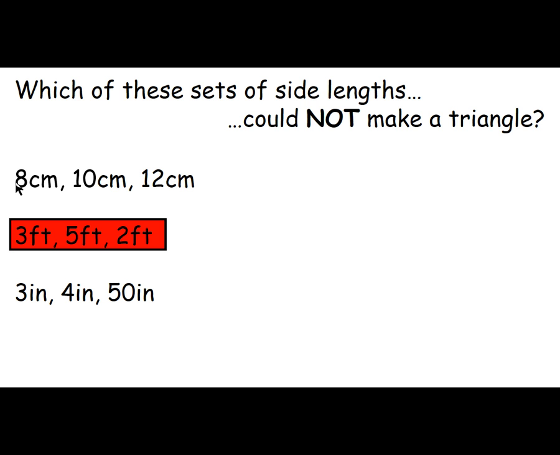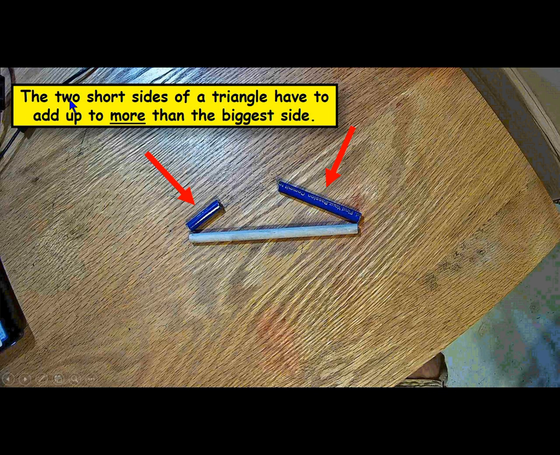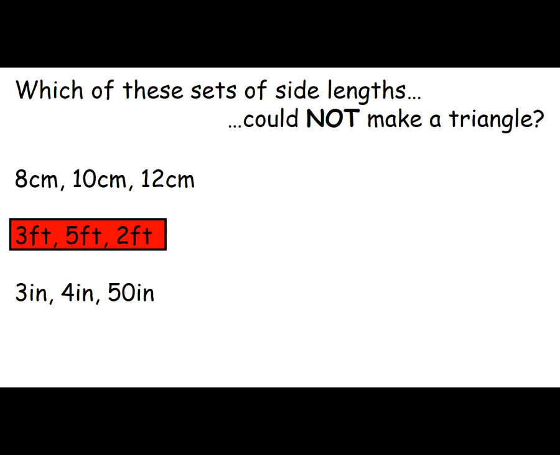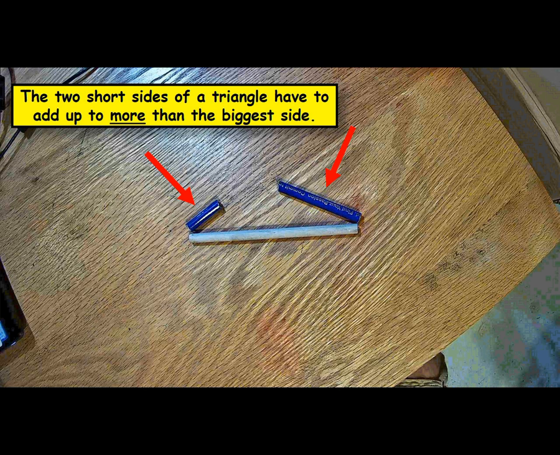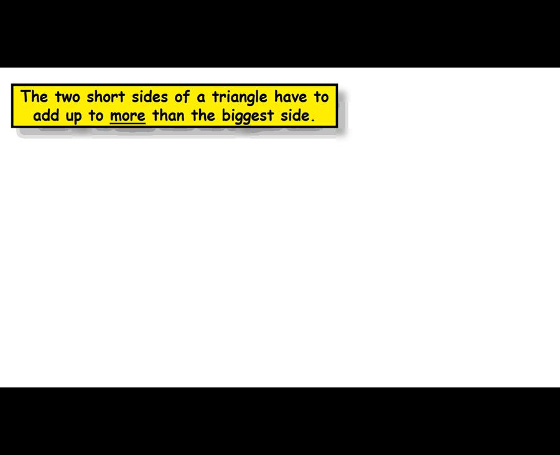You can't actually make a triangle out of these three either, because as we said just a few moments ago, the two short sides have to add up to more than the big side. And in this case, the two short sides don't add up to more, they add up to being equal to the large side. So in that case, they can't make a triangle either. The rule again is that the two short sides have to add up to more than the one long side. So one more time repeating that, the two short sides have to add up to more than the long side.